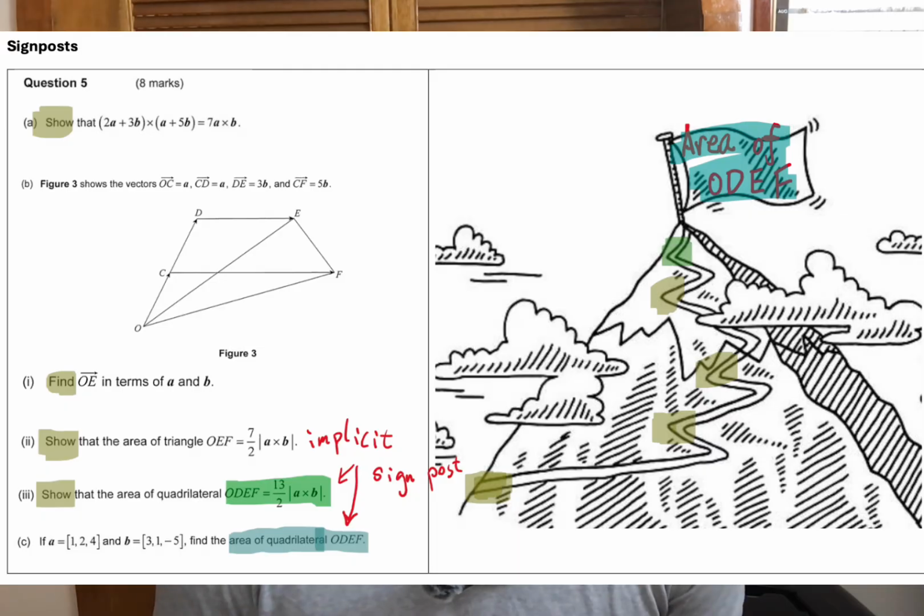A skilled test taker is essentially having a conversation with the test writer. In question 5, for example, the final summit is to calculate the area of an irregular quadrilateral. Then all early parts are there to support that goal, providing information, structure, and stepping stones that can help you to climb to the final answer.